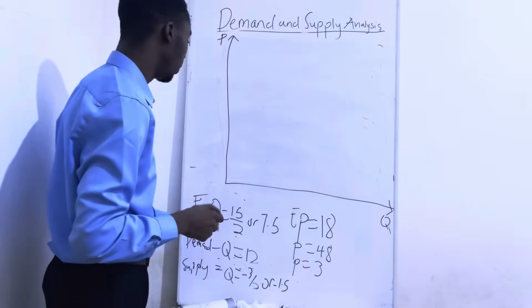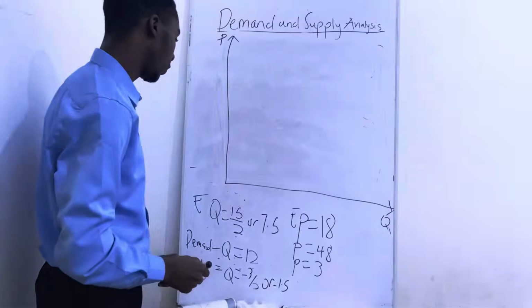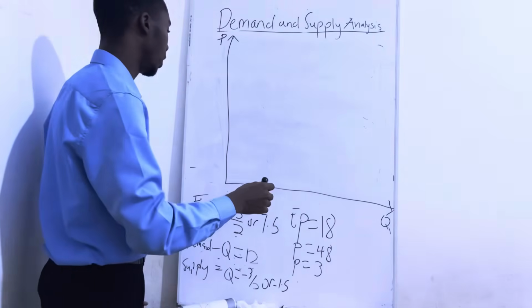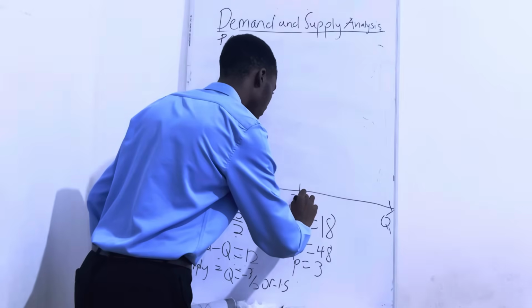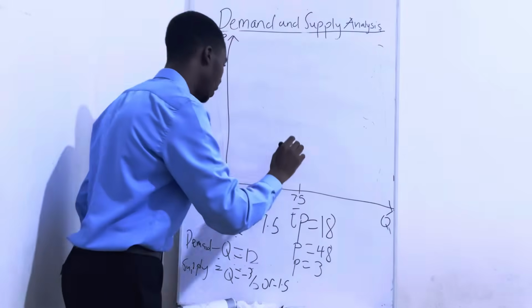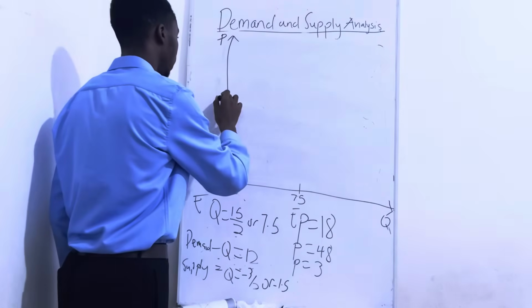So we start with the equilibrium quantity and the equilibrium price. For the equilibrium quantity, we got 7.5. So let me just put it here. We had 7.5 for the equilibrium quantity. Then for the equilibrium price, we got 18.